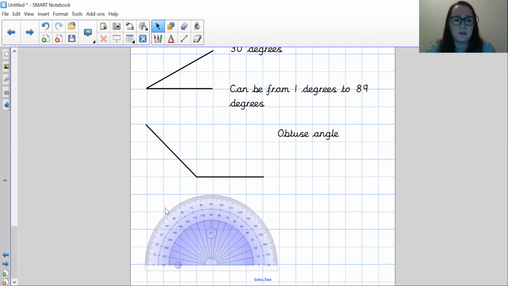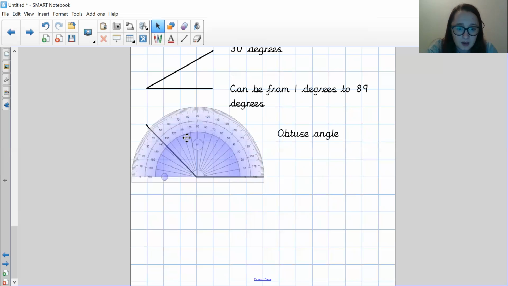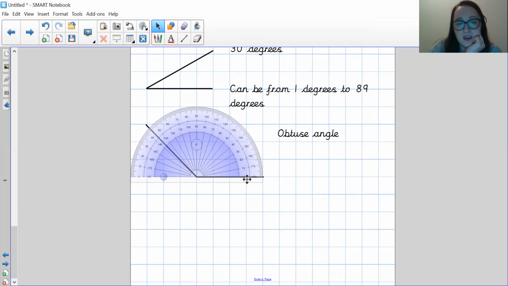So let's see if we can measure this one. Let's get it on super carefully. Now it's really important that you're very careful whilst using one of these because you need to see the correct measurements. So I'm counting in tens. 120, 130, and it's halfway between 130 and 140. So what do you think that might be, superstars? Halfway between 130 and 140. It's 135 degrees, isn't it?